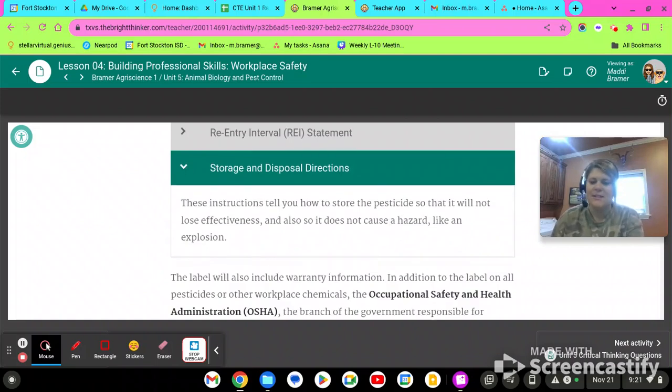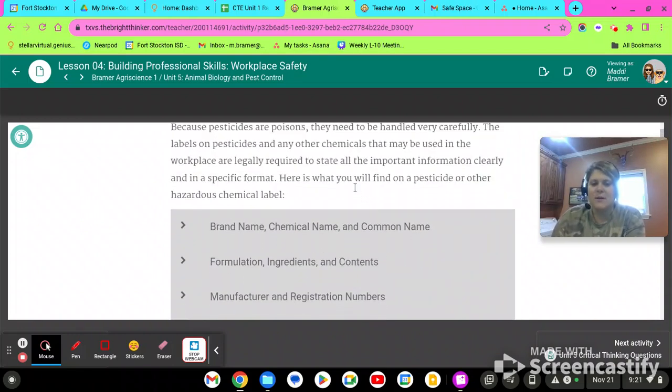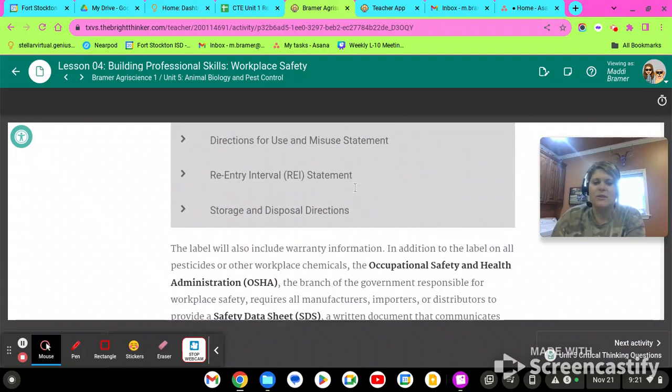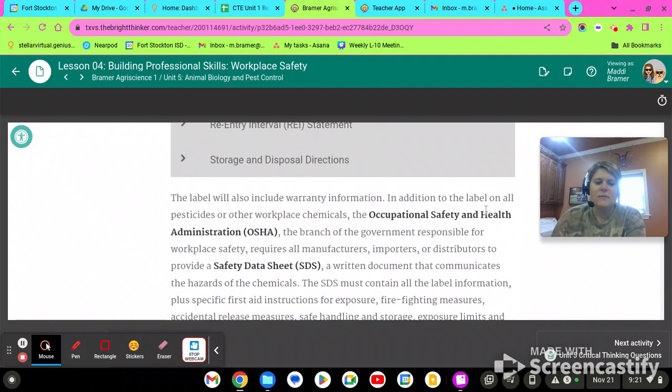You can't just throw these things in the trash can. Usually you have to put it in a correct disposal waste container. So all these are on a pesticide label, any kind of label with anything dangerous, not only to protect the company, but to protect the customer as well. So it's important you know all of those and you are aware of those.